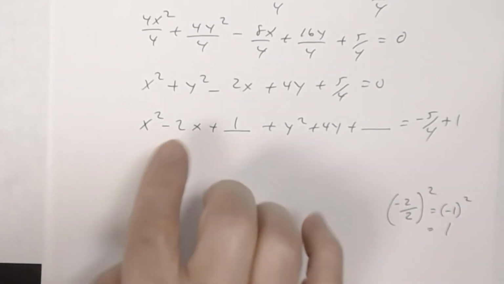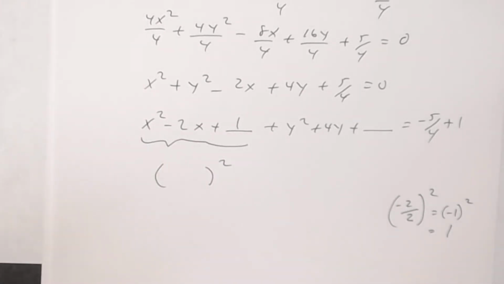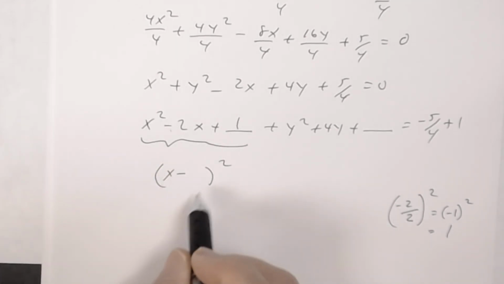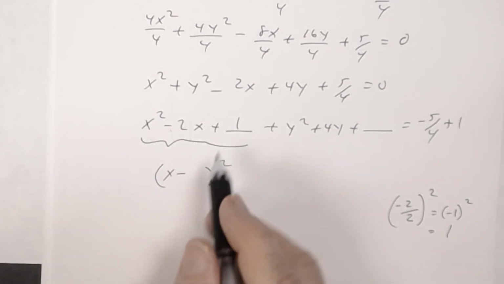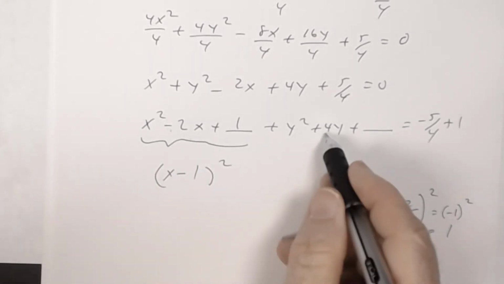If I'm doing this correctly, this should now be a binomial squared. And it is, because x minus, and don't forget this is minus, so this has to be subtraction here. And then what times itself is 1? You get 1. If you follow this out, you get this back. Okay, let's do this one now.